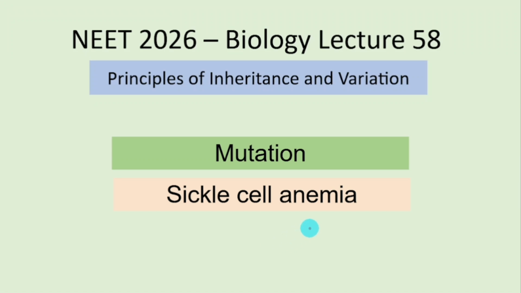So today we are starting lecture number 58, bio section. Title is mutation. So specifically we will be talking about point mutation, and the category of human disorder which we will study is sickle cell anemia. So see, there are a lot of hints in this name.